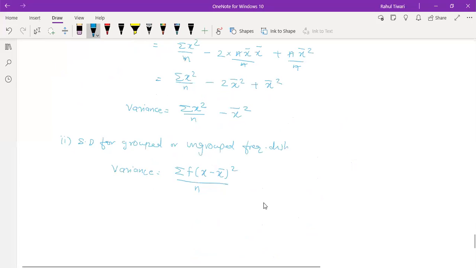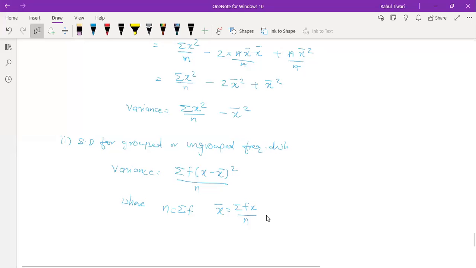Here, n is the summation of f, and x bar is equal to summation fx upon summation of f, or I can say n. So whether it is grouped data or ungrouped data, you know how to write it down. That procedure I have already written, I think, so many times for mean, median, mode. So please follow the procedure for writing.